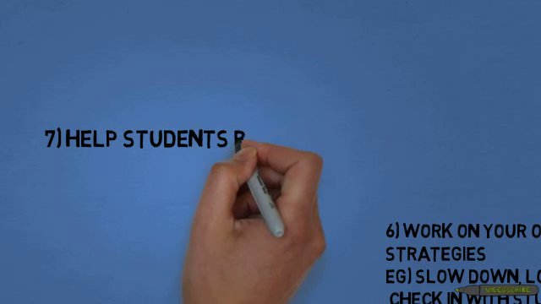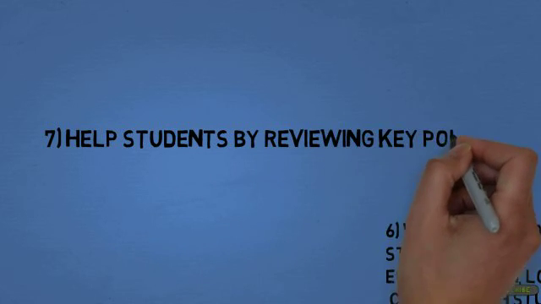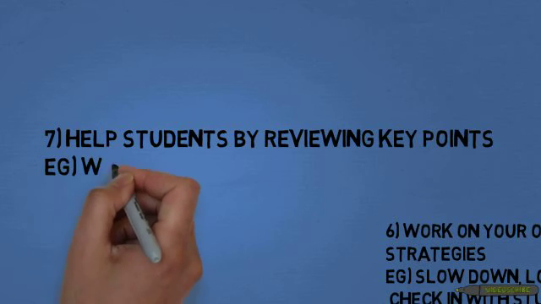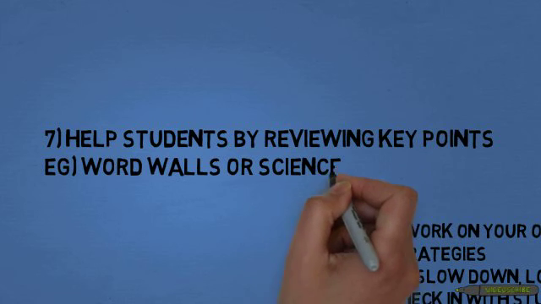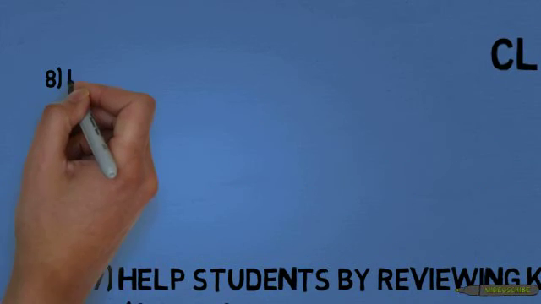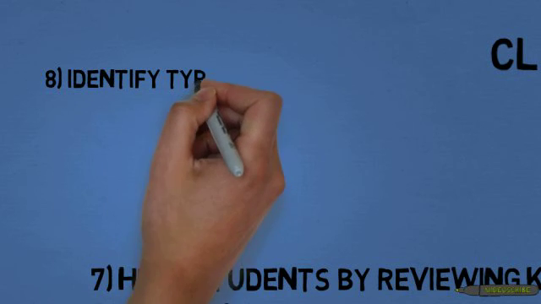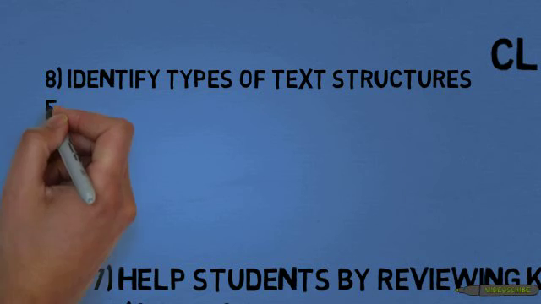The 7th strategy or suggestion that was given was helping students by reviewing key points. So for example, in my science class, I have word walls or science dictionaries, and every now and then I'll stop to identify this for our students.